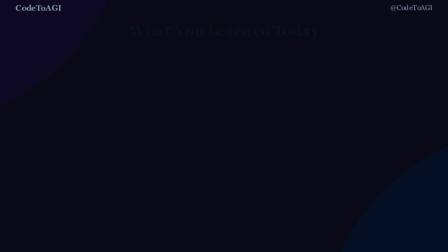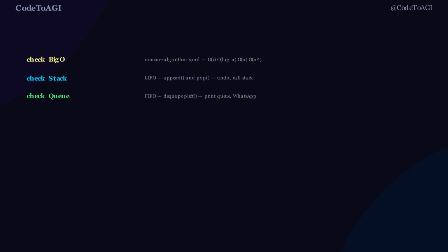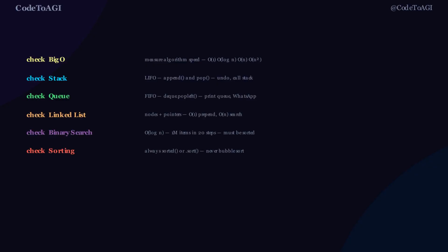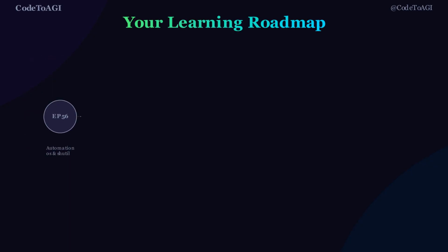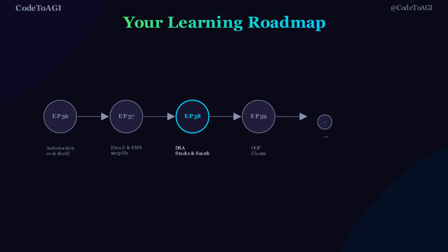Let us recap what you learned today. Big O, the language for measuring algorithm speed. Stack, last in first out, append and pop. Queue, first in first out, deque with pop left. Linked list nodes with pointers. Insert fast, search slow. Binary search, O of log n. Needs a sorted list. Sorting, use Python sorted always. Never bubble sort in production.